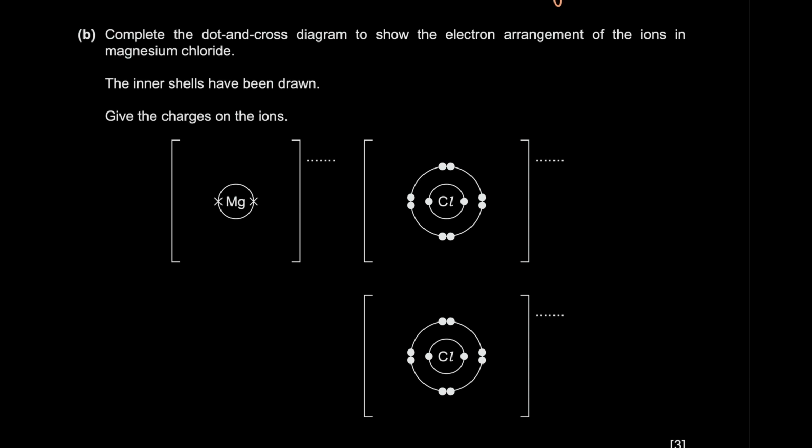Complete the dot and cross diagram to show the electron arrangement of the ions in magnesium chloride. So they've given us 2 chloride ions, and the easy part is, I guess, the charges on them. And that's 2 plus. Alright, magnesium has an entire shell we need to draw. And we'll put X's over here because X has already been highlighted. It lost 2 of its outer shell electrons, so it has 8 in the shell underneath it, which we drew.